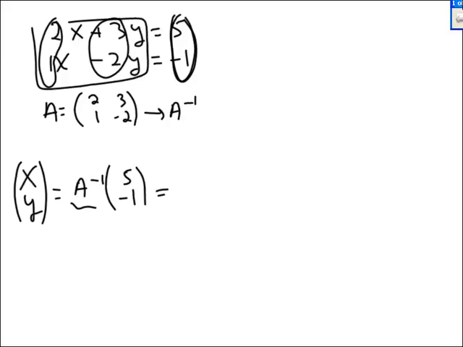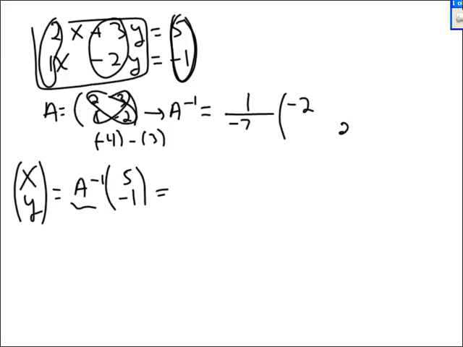But A is a 2 by 2 matrix, so finding A inverse is somewhat routine. This product is negative 4, minus this product is 3. So it's negative 7. And then you play the switching game. The 2 and the negative 2 get switched, and the 3 and the 1 stay where they are, except the sign changes. I'll distribute the negative to all the numbers inside the brackets. So it's 2, 3, 1, negative 2.